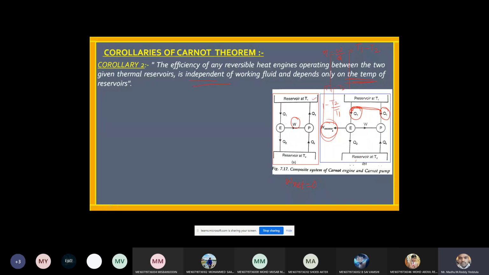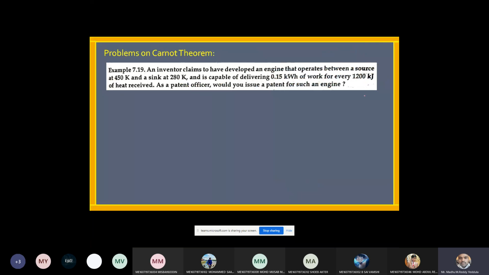Here, if you see, the combination is PMM2 because it is extracting heat from only one thermal reservoir. So it is the perpetual motion machine of the second kind, in violation of the second law. Hence, the assumption that the efficiency of a reversible engine depends on a factor other than the temperature difference is wrong. So with this, the Carnot corollary is over. Now we will see the problem. What is the Carnot theorem? No engine efficiency should be more than the Carnot engine. Whatever engine we fabricate, its efficiency should be less than the Carnot efficiency.